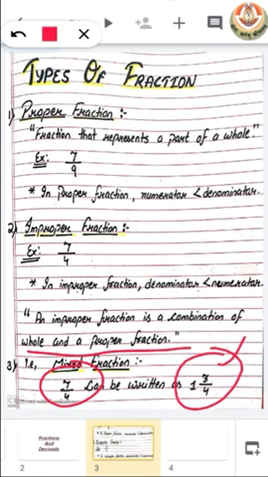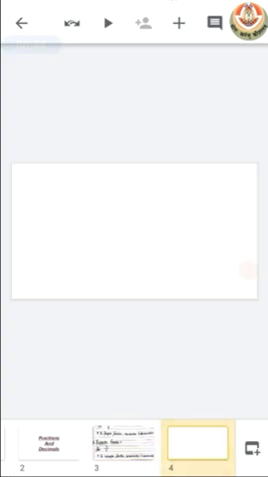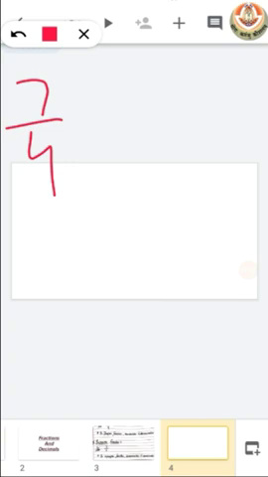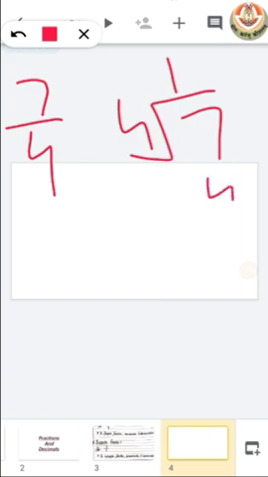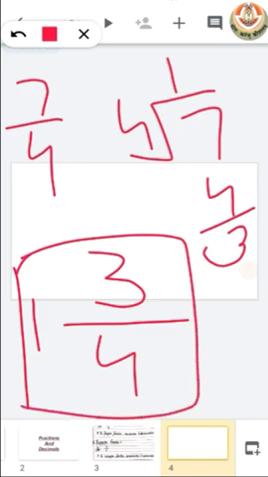Now let's recall how we can convert an improper fraction into a mixed fraction. We know that 7 by 4 is an improper fraction. Let's divide 7 by 4. We get 3 as remainder and 1 as quotient. Now we can write this in this form. This is known as the mixed fraction.